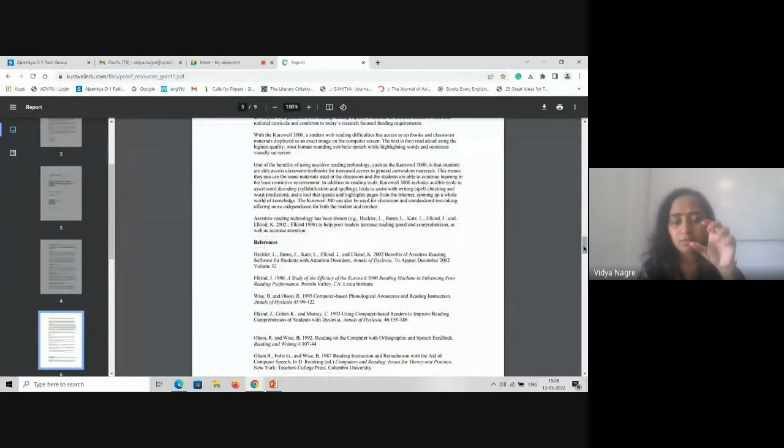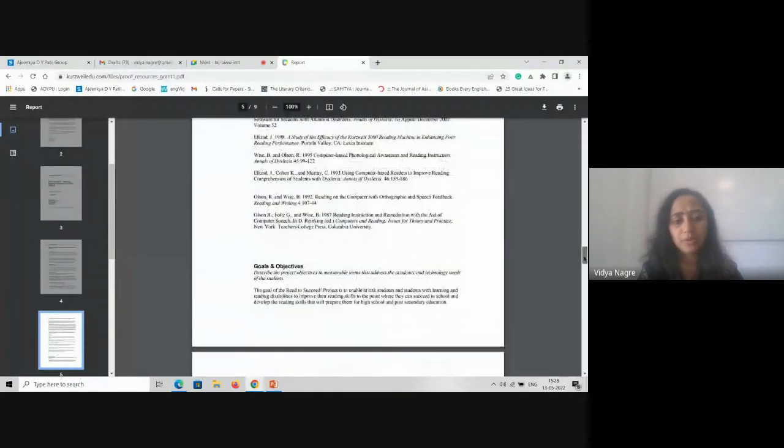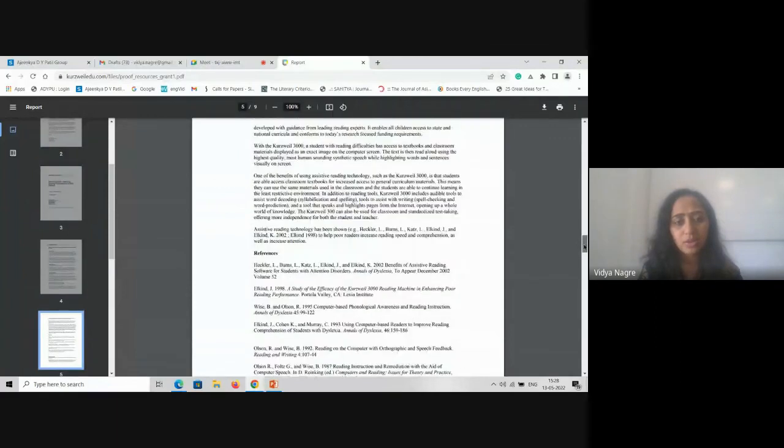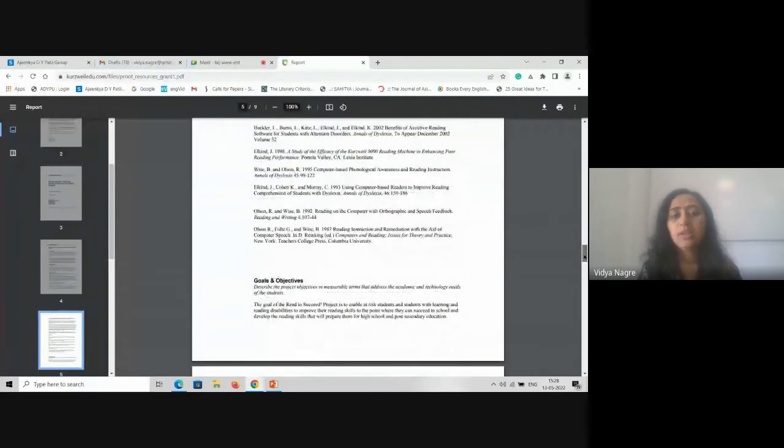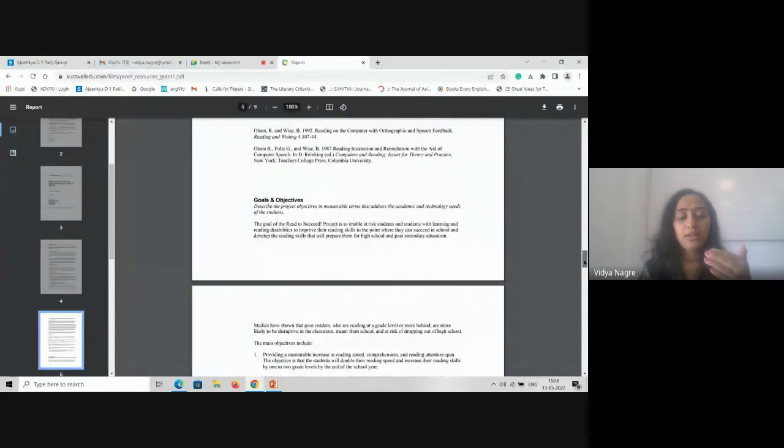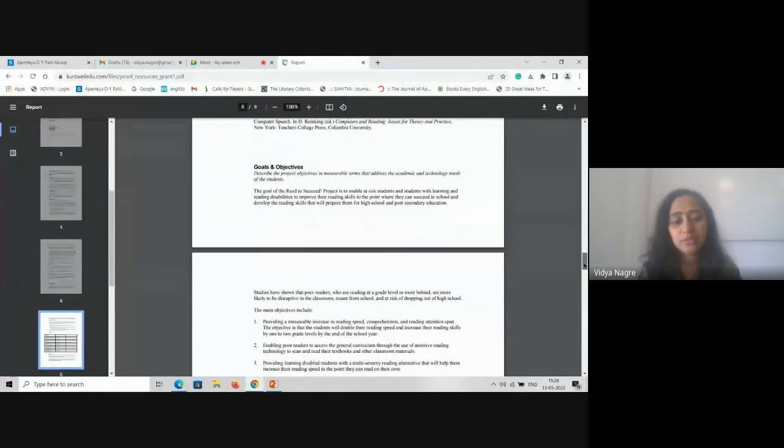And then aims and objectives. Now this is very brief. That is what I told. And then references, the literature review they have done. And then goals or aims and objectives written.